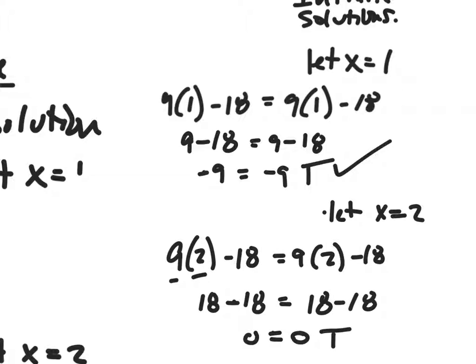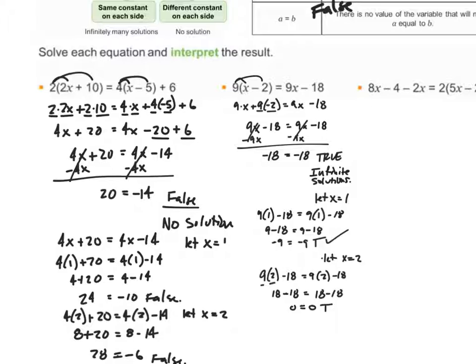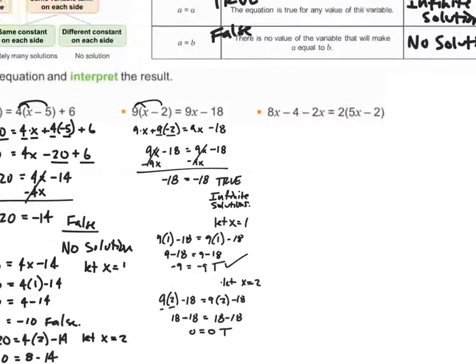That's a true statement. Notice how I've plugged in two different numbers and they give me true statements, where over here, they kept giving me false statements. That's because the answer to that equation is there is no solution. Over here, we have an infinite number of solutions for this equation. So it really just depends.